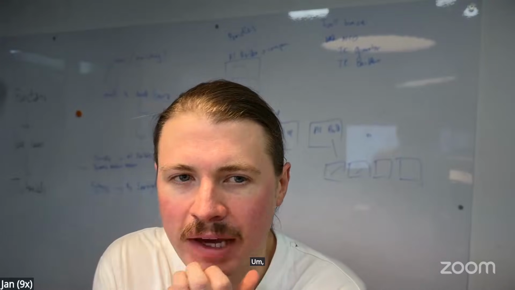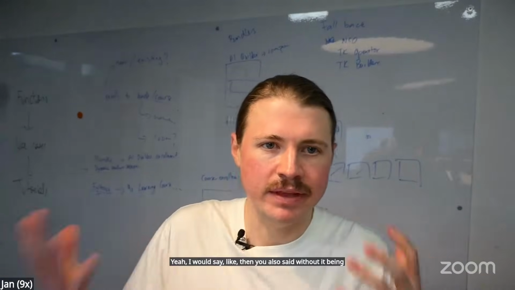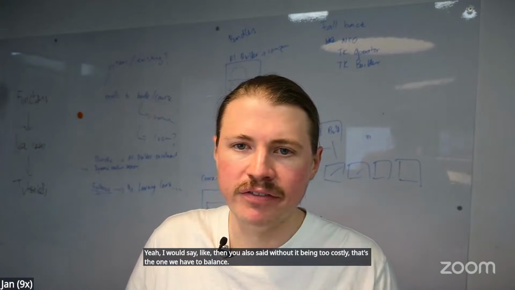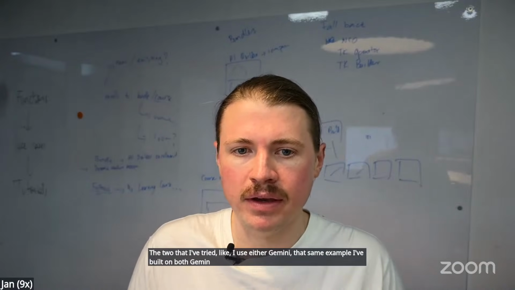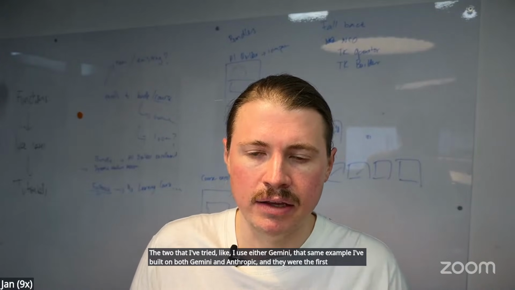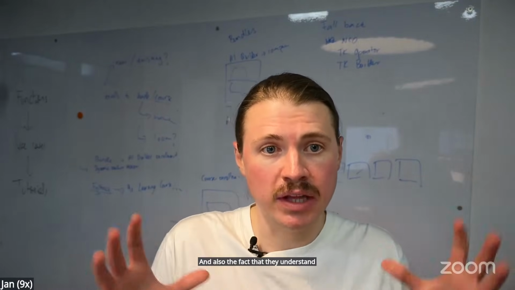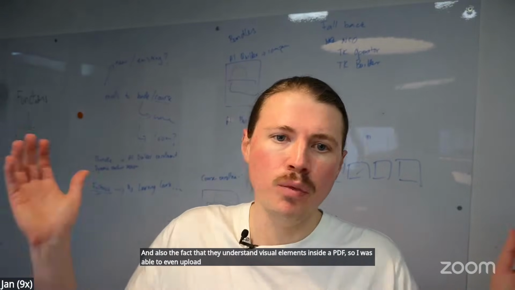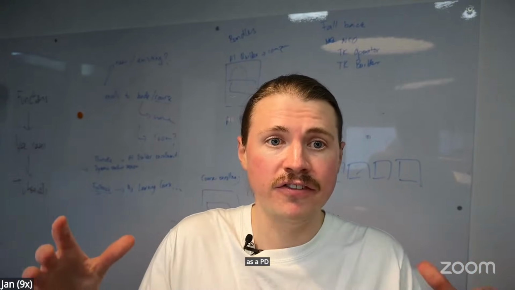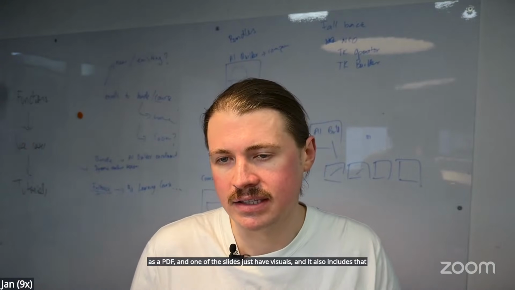Absolutely. And then Mitchell had a question on which AI model is best for PDF document information extraction, without it being too costly. That's the one we have to balance. The two that I've tried are Gemini and Anthropic. I've built the same example on both, and they were the first two to really nail documents, and also the fact that they understand visual elements inside a PDF. I was able to upload one of our full presentations as a PDF, and one of the slides just had visuals, and it also included that in its summary.